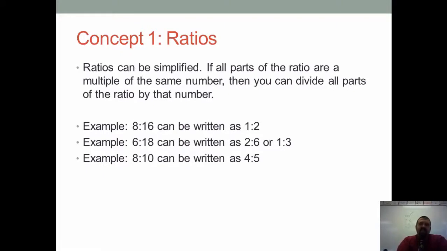Alright, the next thing that we need to know about ratios is they can be simplified. Sometimes we get these really bulky ratios, and I don't want to know what 105 to 85 is. I'd rather get it in simplest terms. I want it as simple and concise as possible. So ratios can be simplified. If all parts of the ratio are a multiple of the same number, then you can divide all the parts of the ratio by that number.